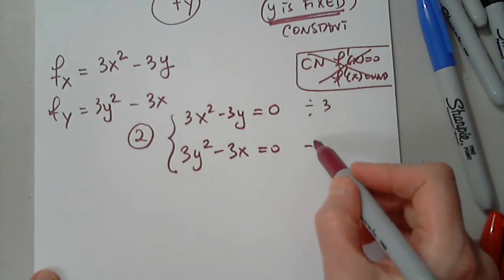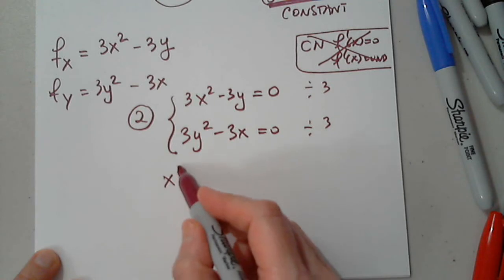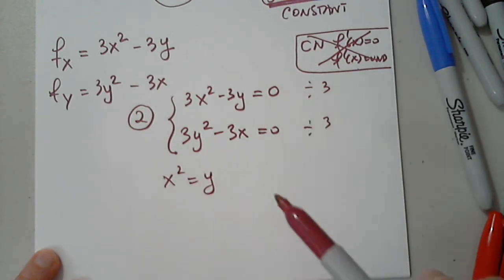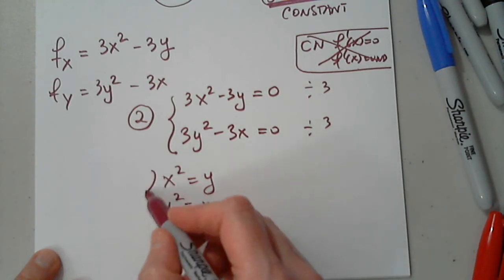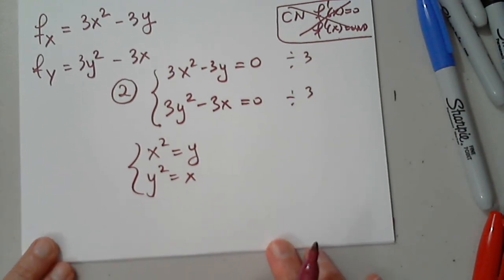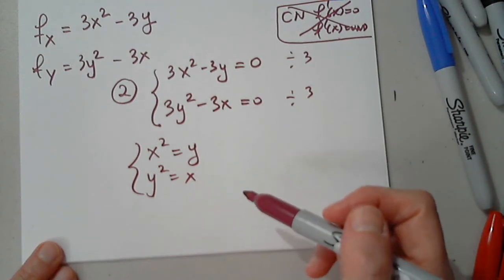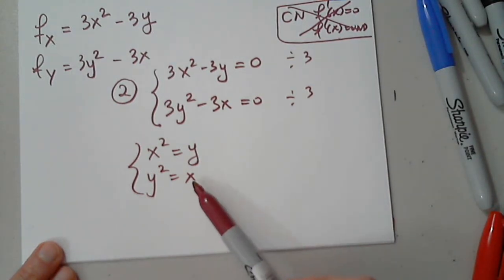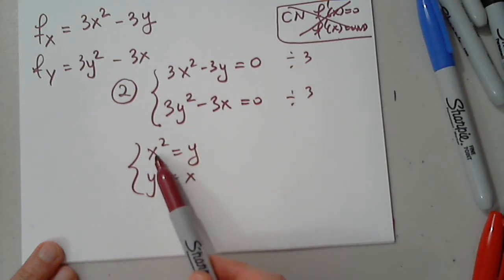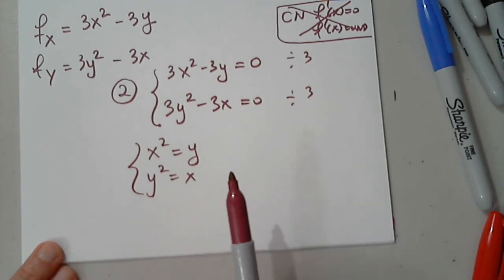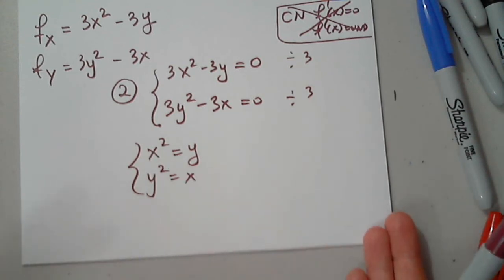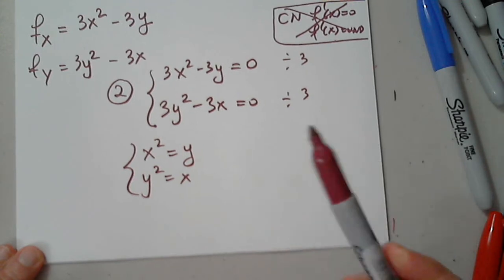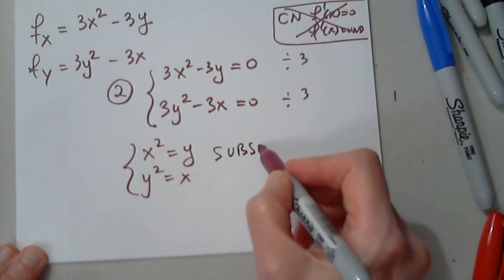So when I set these two equal to 0, first of all, I will divide both sides by 3 in both cases. The top one is x squared equals y, because I'm moving it to the other side. And this one is y squared equals x. Look how interesting. Okay, so now we have to try to solve this. One option would be I replace y by x squared here. Or you can replace x here by y squared. It doesn't matter. It's going to be substitution anyway.